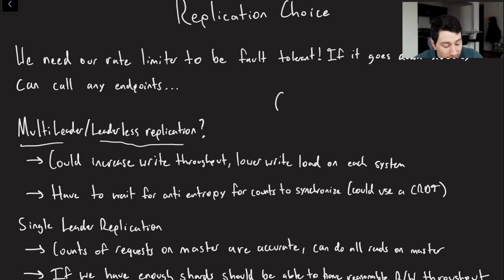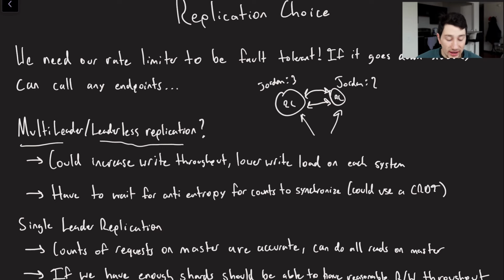Imagine we have multiple rate limiters, RL, and basically, they're in a multi-leader setup where they're both communicating with one another. First of all, that could increase our write throughput because now writes can go to either of these replicas. And additionally, it could even decrease our write load on each of those databases as a result because now I just have more places that I can write. At the same time, though, let's say a rate limiter thinks Jordan has 3, and this guy thinks Jordan has 2. We need some time for them to actually sync up. We have to wait for anti-entropy, and there's not really any guarantee on when that would happen.